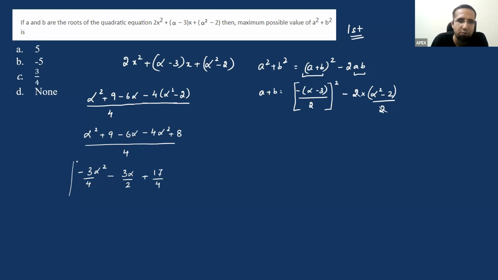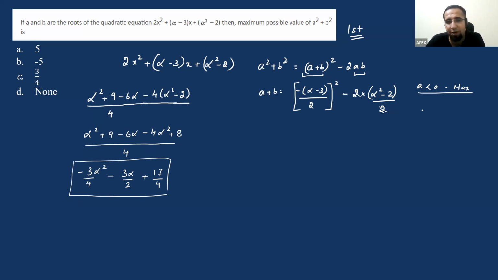Now I want the maximum possible value of this, and we will get the maximum of this quadratic expression, because if the value of a is less than 0, then we get maxima, and if the value of a is greater than 0, we get minima. And the maxima or minima of any quadratic expression is at alpha equal to minus b by 2a. Clear? So what is minus b here? Minus b will become minus of minus 3 by 2, divided by 2a. Now a is equal to minus 3 by 4. So here minus and minus get cancelled.